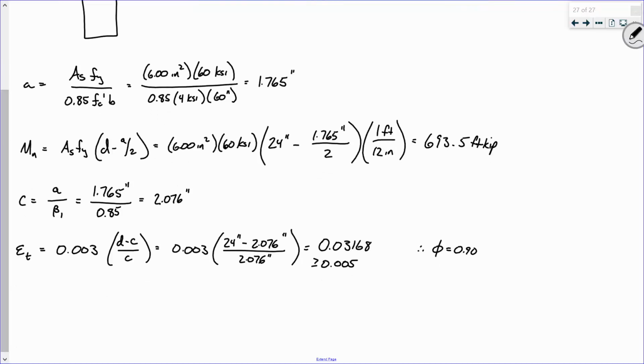So because of that, I'll underline that. Phi Mn is going to be 0.9 times 693.5. What does that come out to be? 624.15, so we'll say 624.2. Do I have a second on that?